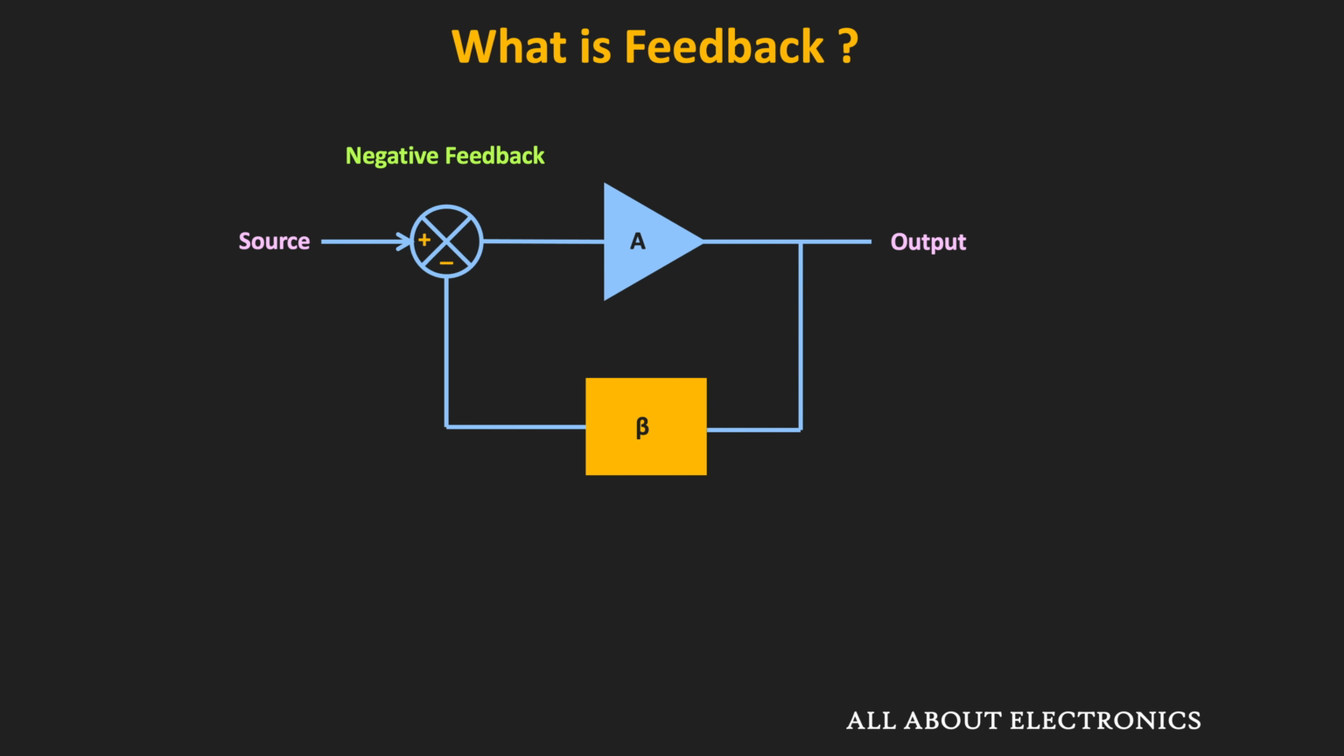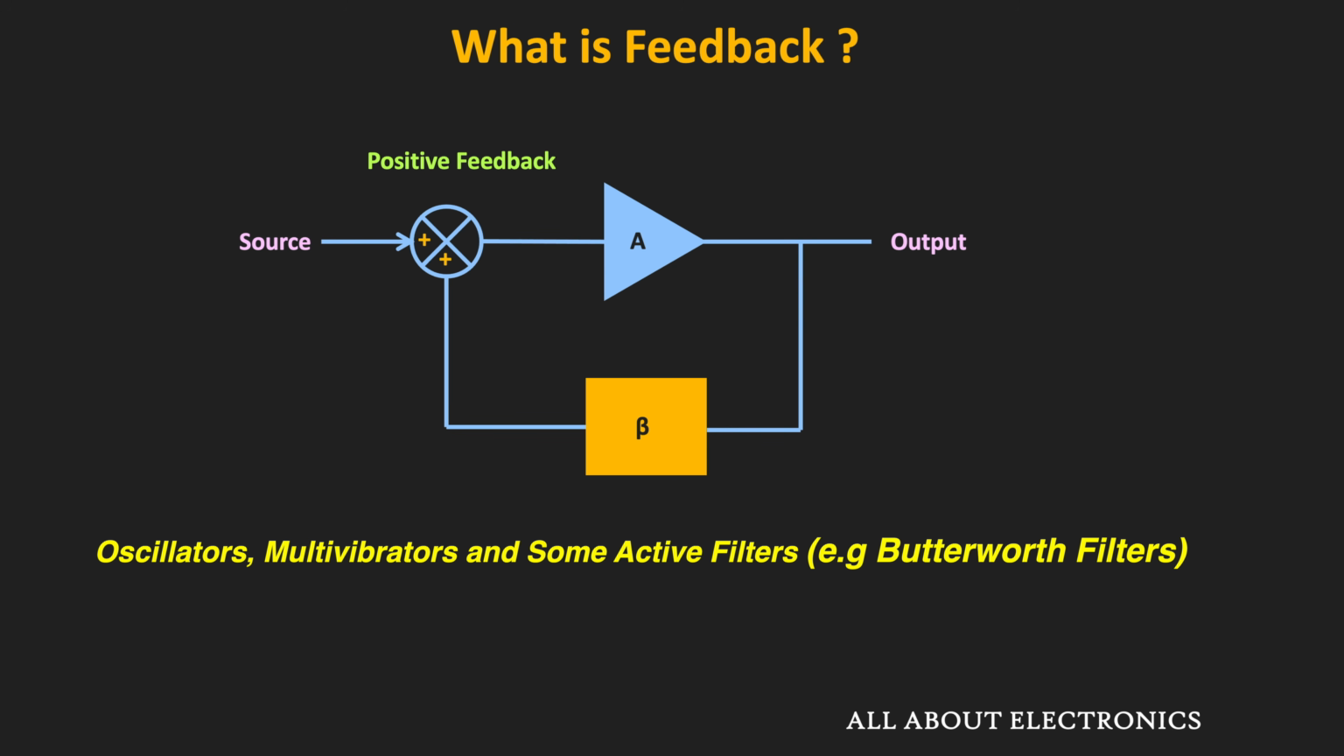On the other hand, if this feedback signal is added to the source signal, then this is called positive feedback. Because in this case, the new input to the circuit is more than the source signal, so gradually the output signal of the circuit will increase. That is why this type of feedback is called positive feedback. Positive feedback is mainly used in oscillator and multivibrator circuits, and sometimes it is also used in some active filters.